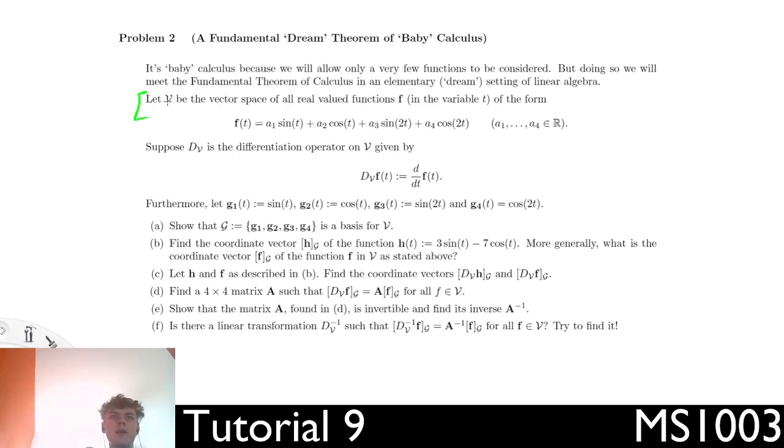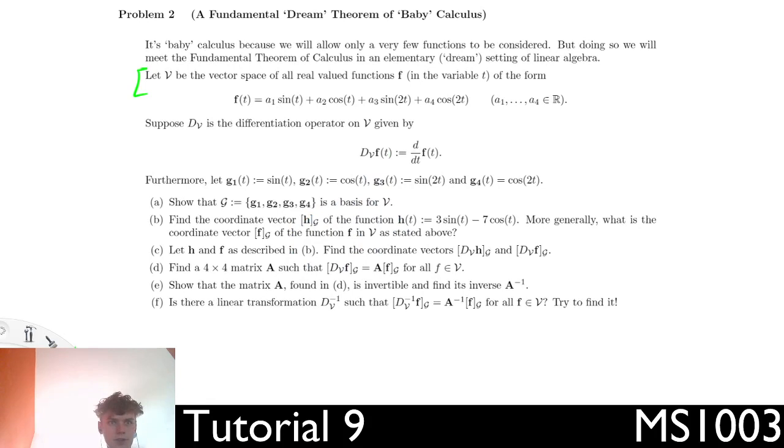Start here. Let V be the vector space of all real valued functions f of the form f of t equals some constant times sine, some constant times cosine, some constant times sine of 2t, plus another constant times cosine of 2t. And then we have D_V, which is the differentiation operator. What D_V does is when you apply it to a function, it gives you back the derivative of the function. Not too bad at the moment. And then at the very bottom, we let g1 be sine, g2 be cosine, g3 be sine 2t, g4 be cosine 2t.